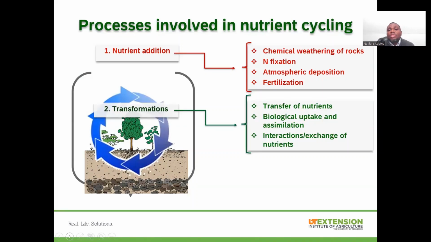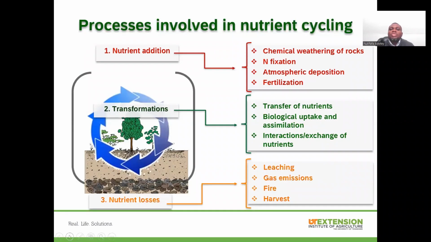The second process is transformation. Sometimes these nutrients get into the systems in forms that are not readily available. It might be organic forms or inorganic forms, and they have to be transferred from one form to another. Also, we'll talk about biological uptake and assimilation, as well as interactions and exchange of these nutrients. And then finally, we'll talk about nutrient losses, how these nutrients are lost through the cycle or the system, through processes like leaching, gas emission, fire, and even harvesting crops from the fields. These can all be considered nutrient loss processes.